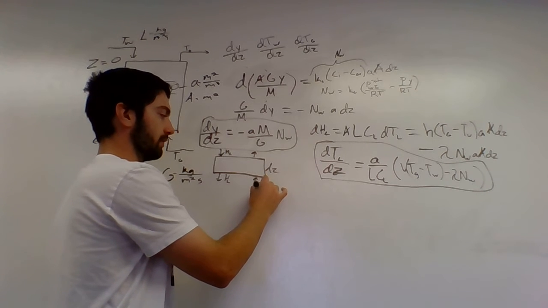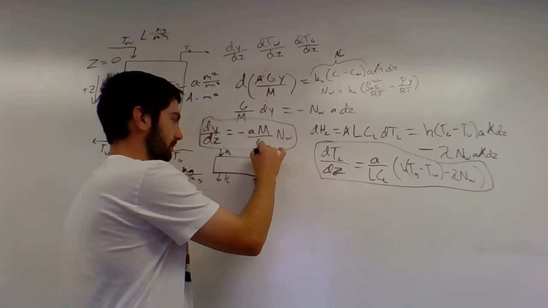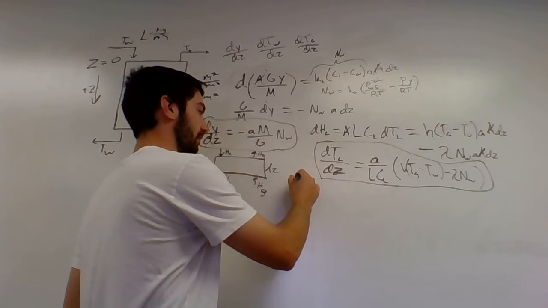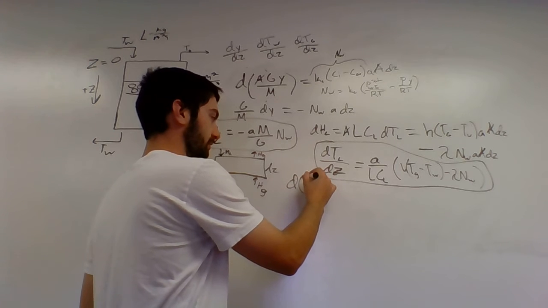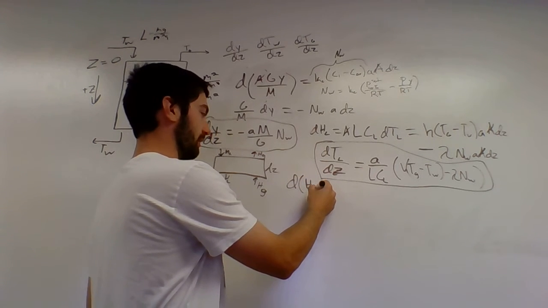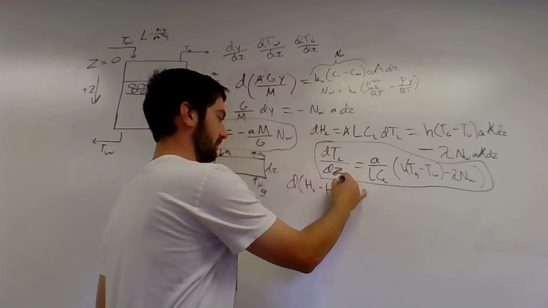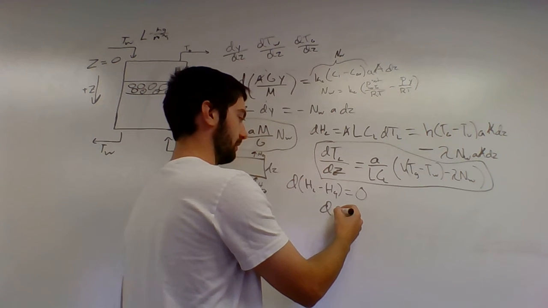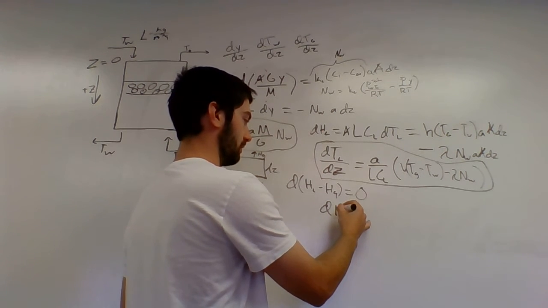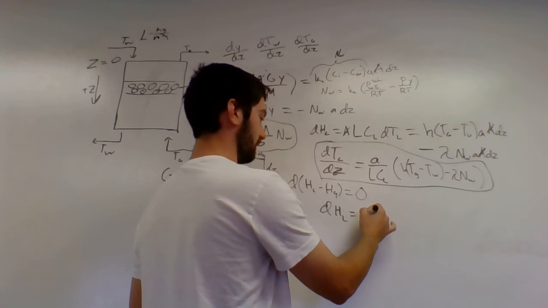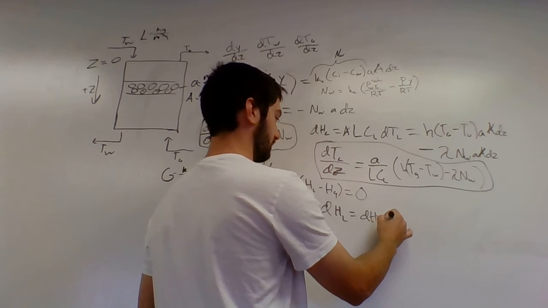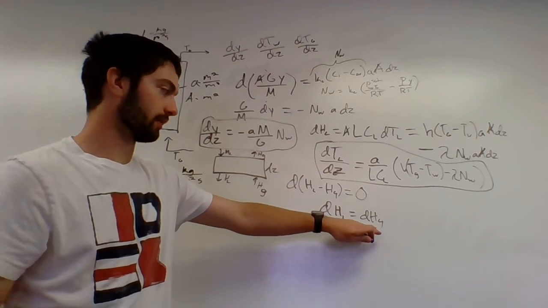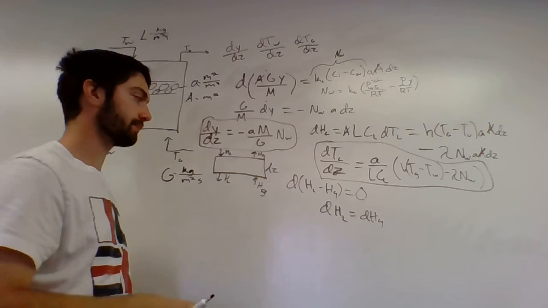So since we know the cooling tower is a closed system, we know that all the enthalpy in it is going to remain, and the actual change in enthalpy of the liquid and the gas at different positions is going to equal 0. So what we can see from this is that the change in enthalpy of the liquid is going to be equal to the change in enthalpy of the gas. And now that'll help us solve for this last differential equation we have.